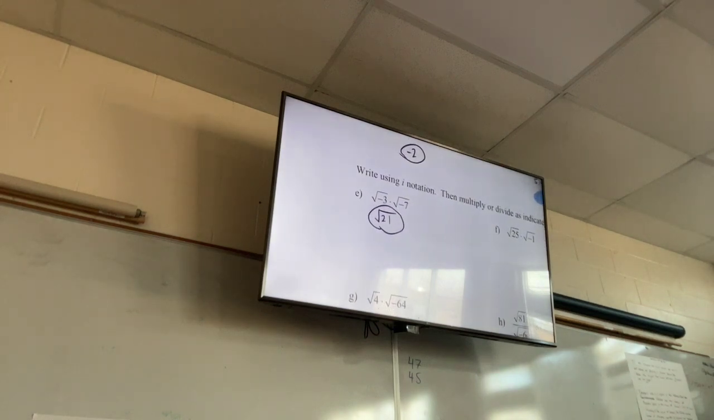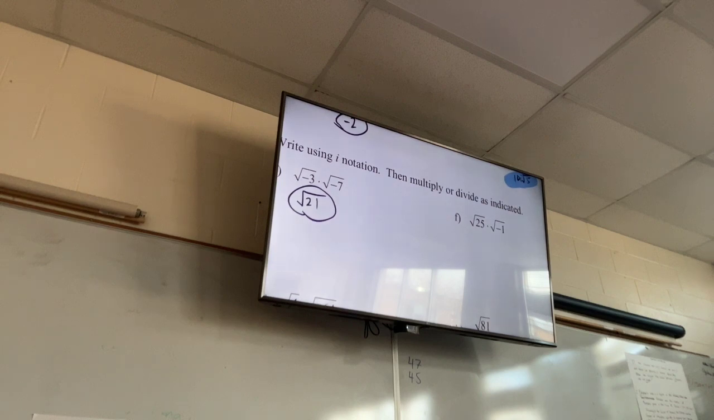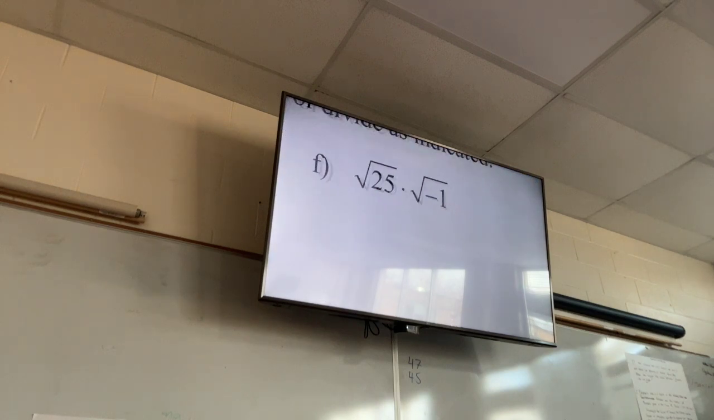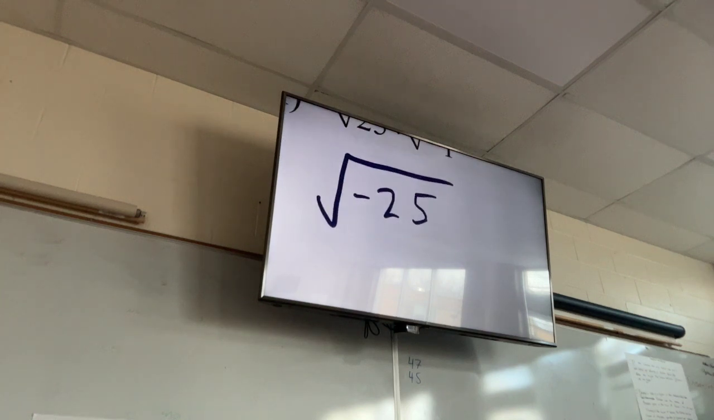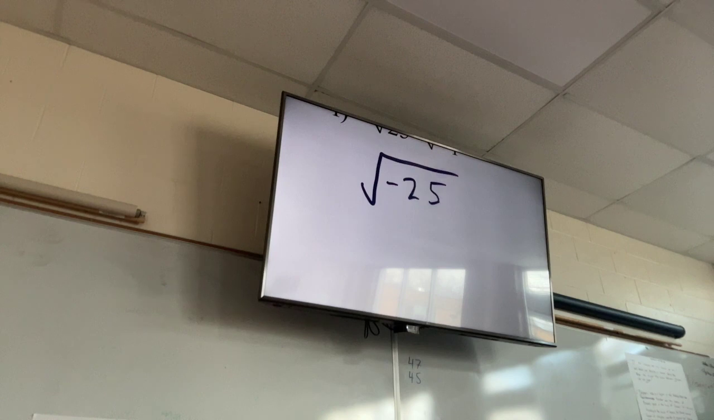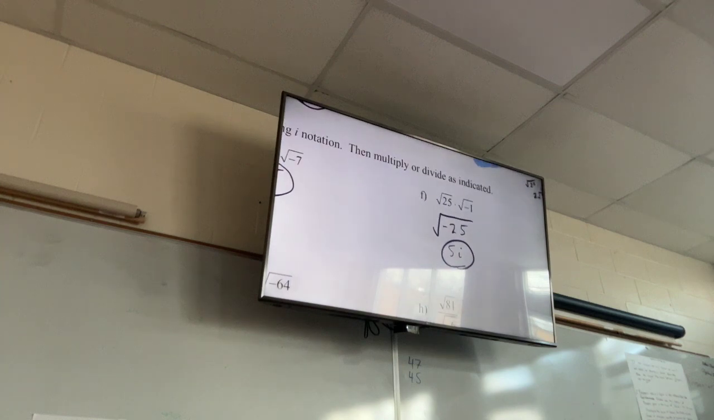F. All right, so let's multiply these together first. So I'm going to rewrite my square root as square root of negative 25. Okay. What's the square root of negative 25? 5i, yeah. Too bad this won't be on the quiz. It will be on the test though.